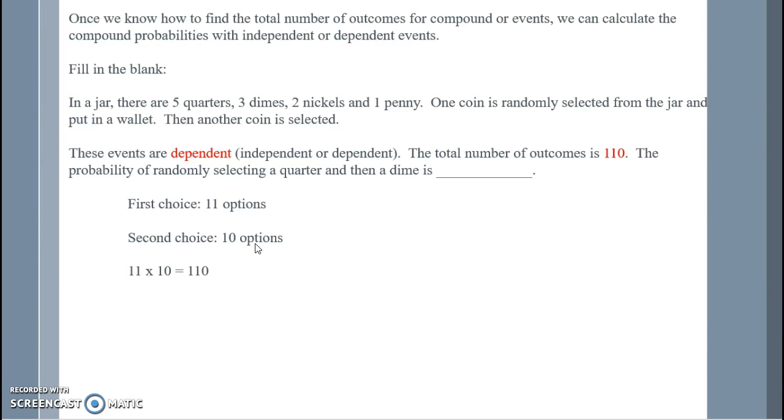The probability of selecting a quarter and then a dime. So if I select a quarter, I have 5 out of 11 chances to get a quarter. I then have, let's say I did pull a quarter, I still have 3 dimes left in the jar, but now I only have 10 to choose from. So 5/11 times 3/10 is 15/110, which is equal to, when I divide them both by 5, 3/22.